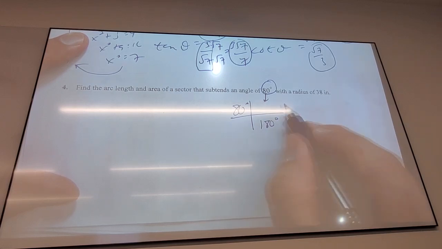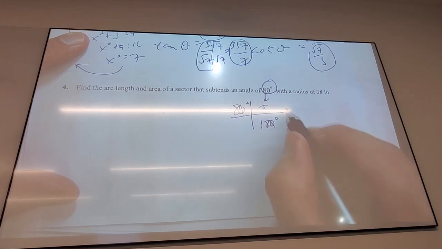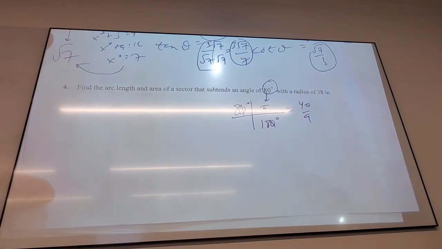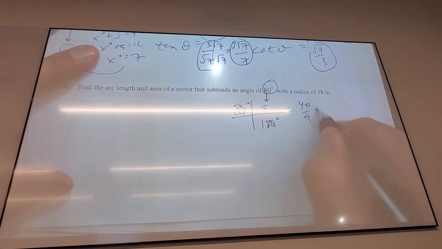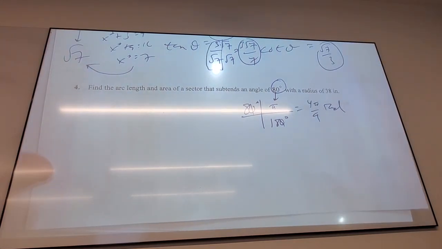180 on the bottom. Find the top, kill the 0, reduce it. That'll be 4 pi over 9. 4 pi over 9 rad. Don't make that into a decimal because you don't want to round until the end. If you make it a decimal and round, your answer will be wrong.